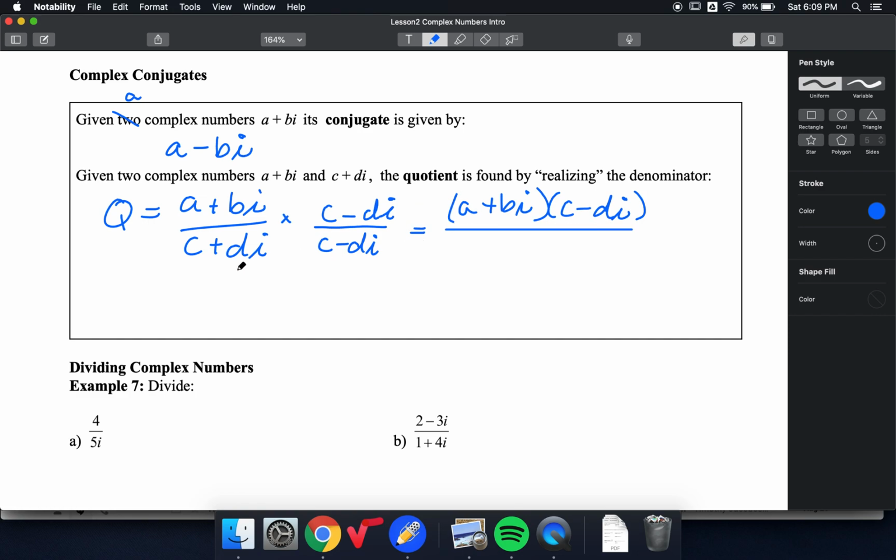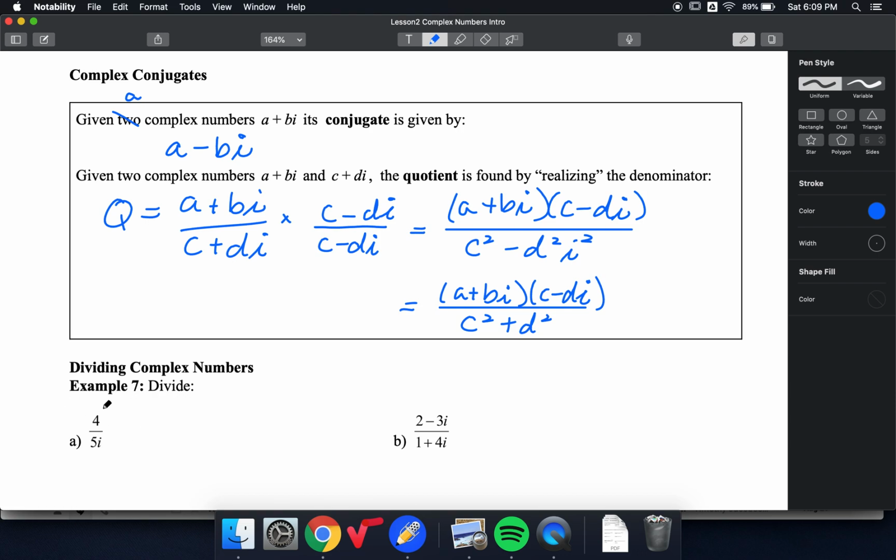And then in the denominator, when I FOIL this out, I'm going to get c squared minus d squared i squared, because this is a difference of squares. But of course, i squared is just negative 1. So that means the denominator becomes real. It's c squared plus d squared. My numerator is going to be that complex number again, whatever you get from multiplying it out. But now I have a real value in the denominator, and so that's what we say when we're talking about realizing the denominator.